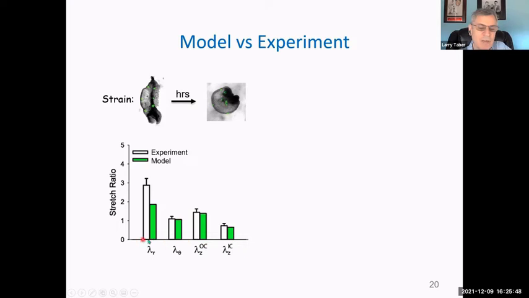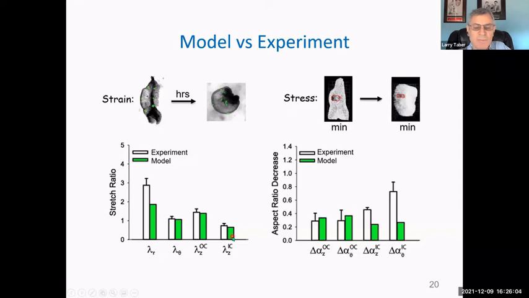The radial strain was estimated by measuring the thickness changes of the myocardium, circumferential strain by changes in its circumference. And as you can see, except for the radial strain, which it under-predicts, the model does a very good job of predicting the magnitudes of these other strain components.